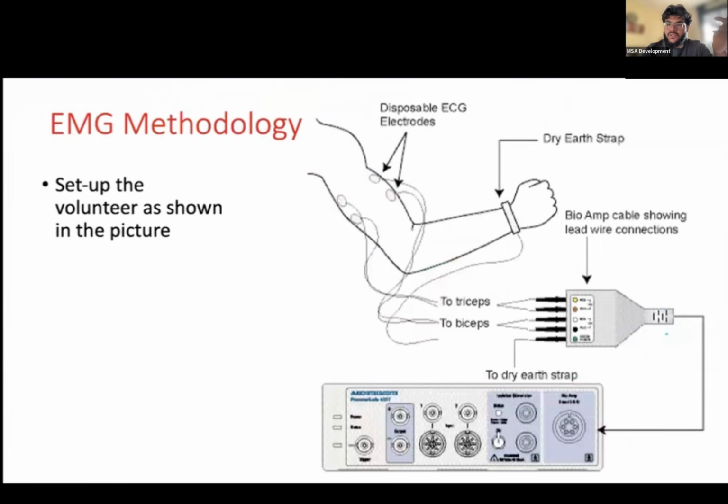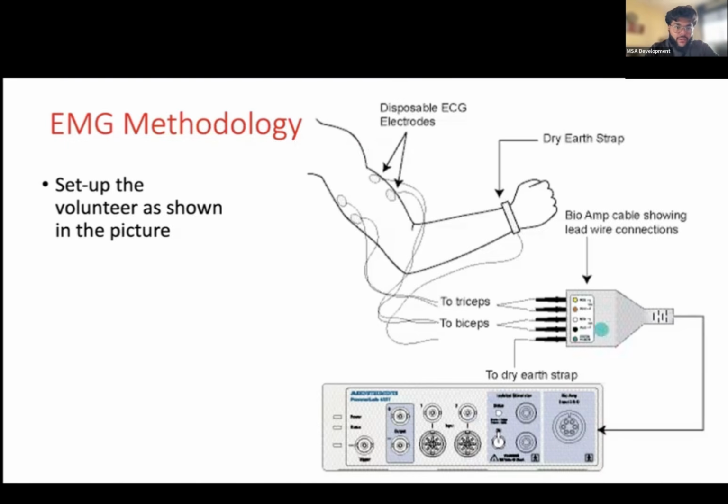How do you perform an EMG in the first place? You have disposable electrodes and you place them on the skin over the biceps, or, as shown over here, the biceps and triceps, to detect any electrical activity generated during muscle contraction. The electrodes are then connected by a lead wire to a bioamp, which then transmits the signal to the recording system. At the same time, you have a wristband which connects to the ground, to the earth. This is a ground electrode, and it reduces any interference and improves the signal quality overall.